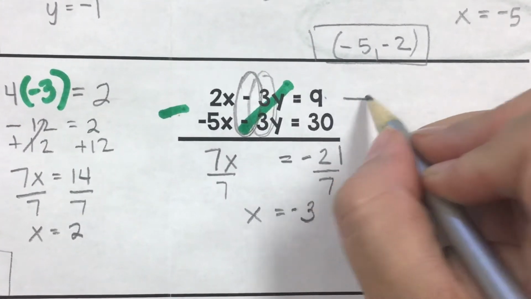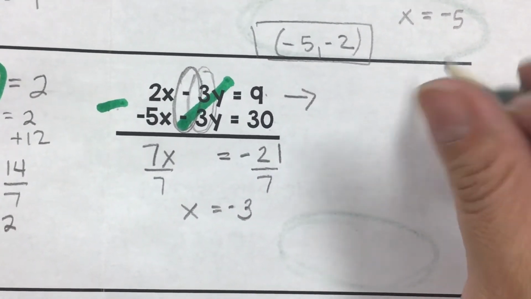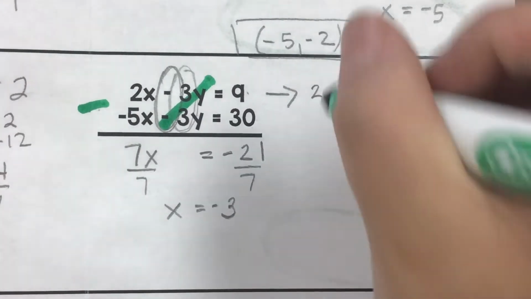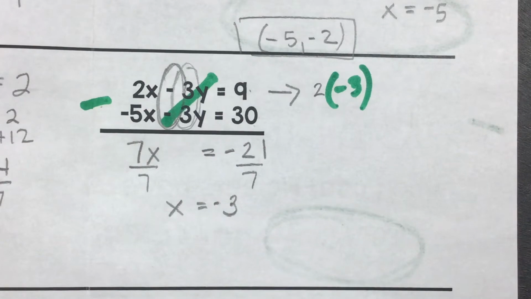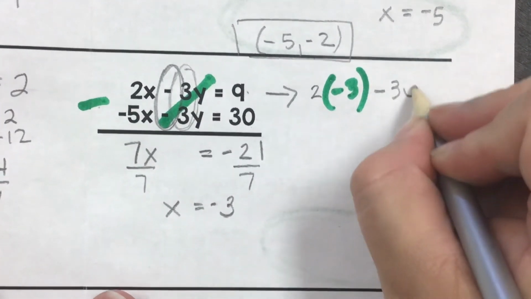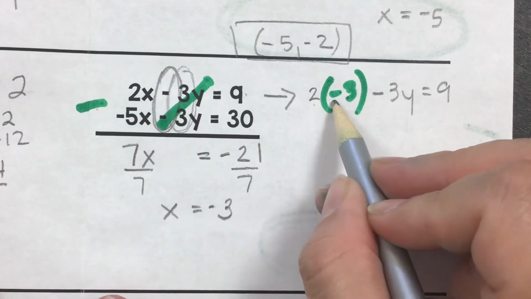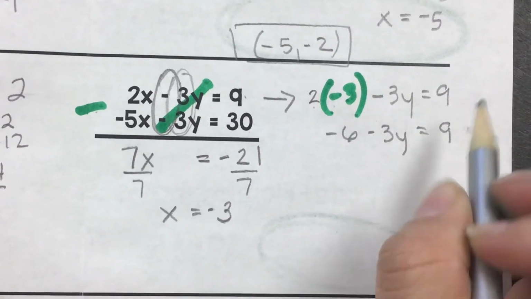We're going to plug it into the first one, just because that's what I've been doing. 2 times negative 3 minus 3y is equal to 9. 2 times a negative 3 is a negative 6, minus 3y is equal to 9.